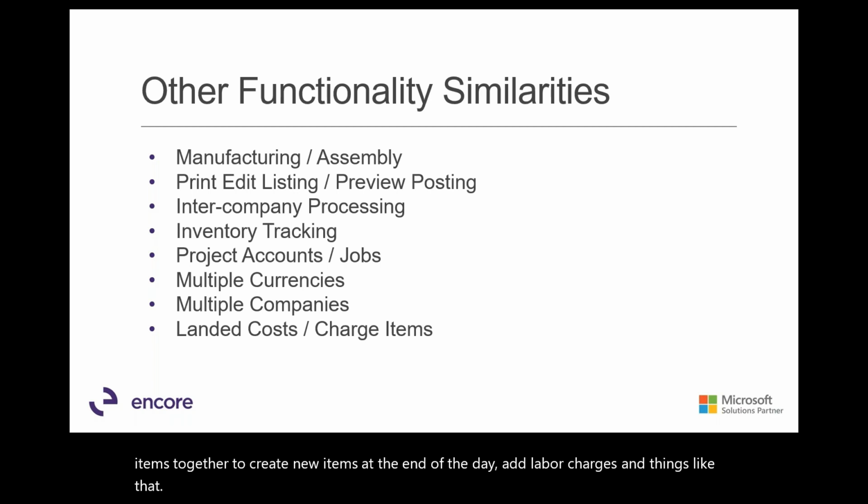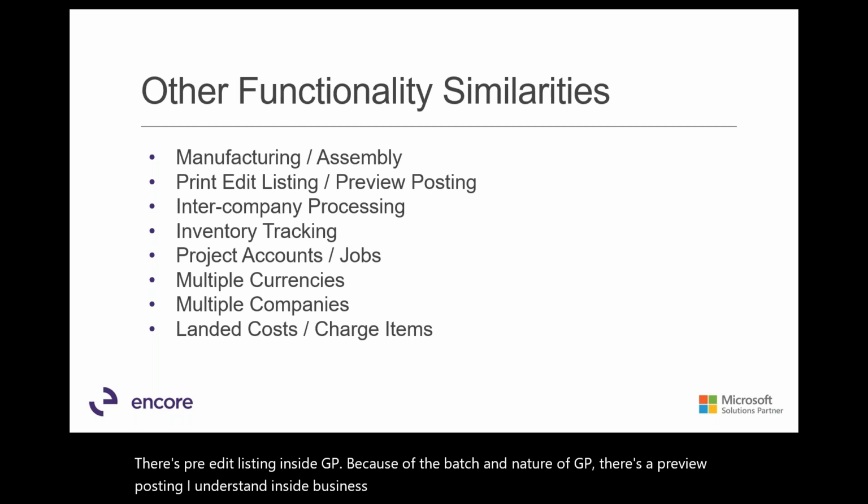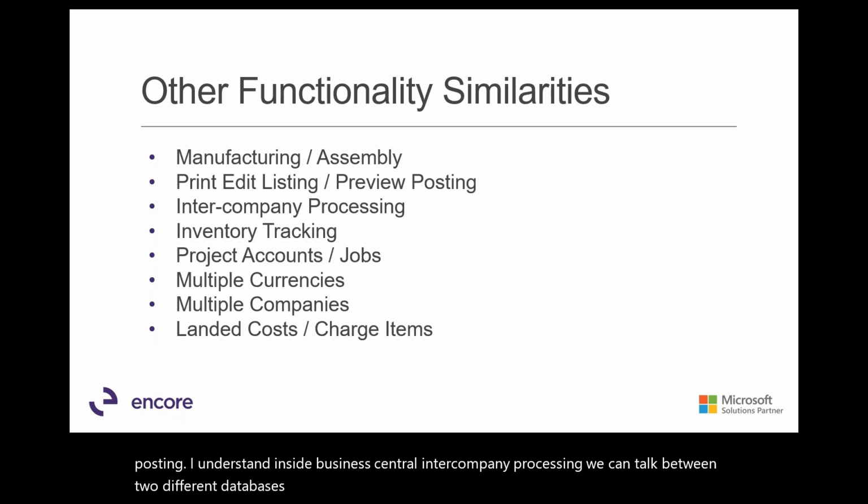There's a pre-edit listing inside GP because of the batch nature of GP. There's a preview posting, I understand, inside Business Central. Intercompany processing, we can talk between two different databases. We have inventory tracking, so we can keep track of what we've got in stock, what we've got coming in, and what we've got going out.